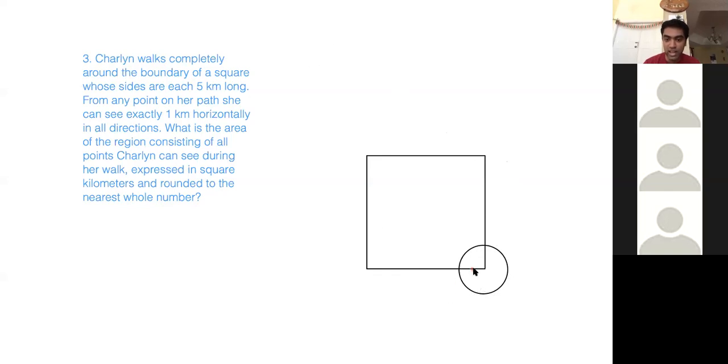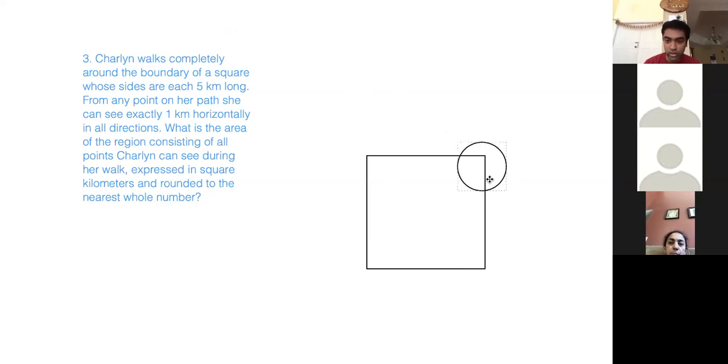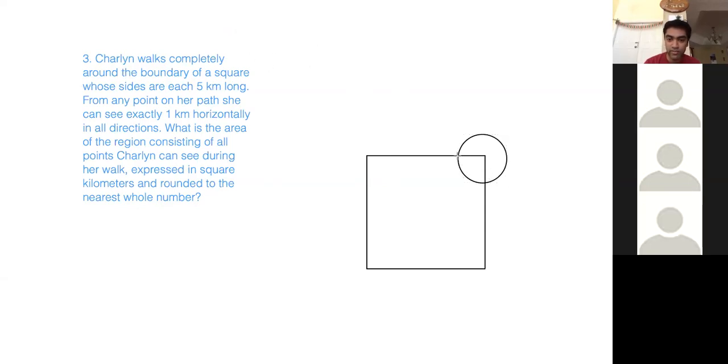Yeah, so it is this area from here to here, but as I move from this corner to this corner, I'm essentially covering this area. Anywhere within 1 kilometer inside this square. So anywhere in this region would be visible.